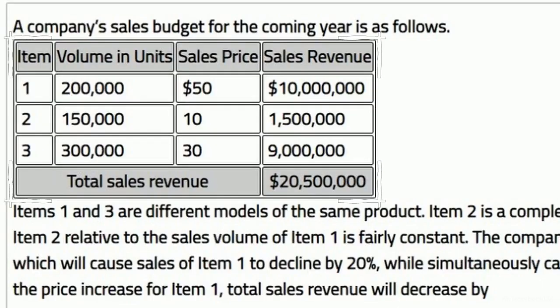This table outlines a company's sales budget for the coming year, featuring 3 product lines. Before any pricing changes, their combined sales generate a total revenue of $20,500,000. The primary product, Item 1, moves 200,000 units at $50 each. Item 2 moves 150,000 units at $10. And Item 3 moves 300,000 units at $30.